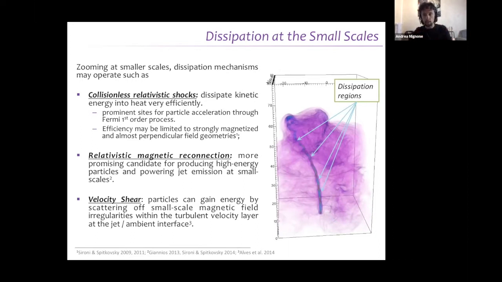A second mechanism, which is probably even more promising for producing high energy particles, is relativistic magnetic reconnection. There is a lot of work going on, especially in the last 10 years after the introductory work of Sironi and Spitkovsky in 2009. Third, and also quite important but not so well explored, is the velocity shear. Particles can gain energy by scattering off small-scale magnetic field irregularities within a turbulent velocity shear layer caused by, for example, the generation of Kelvin-Helmholtz instability modes.